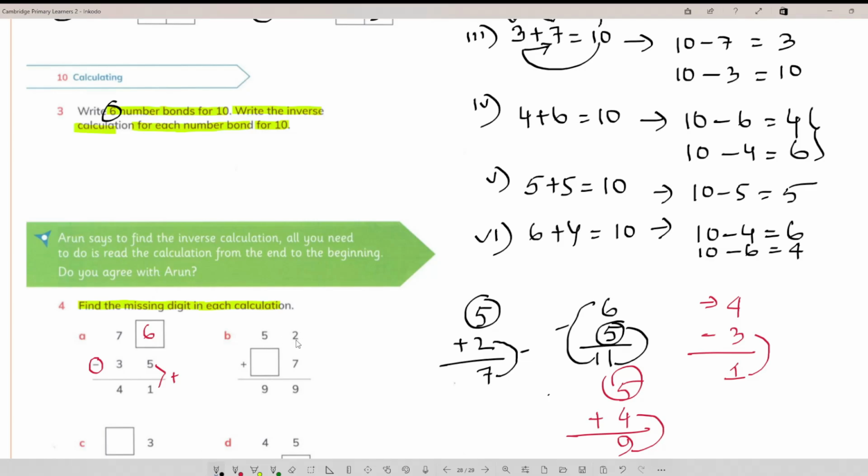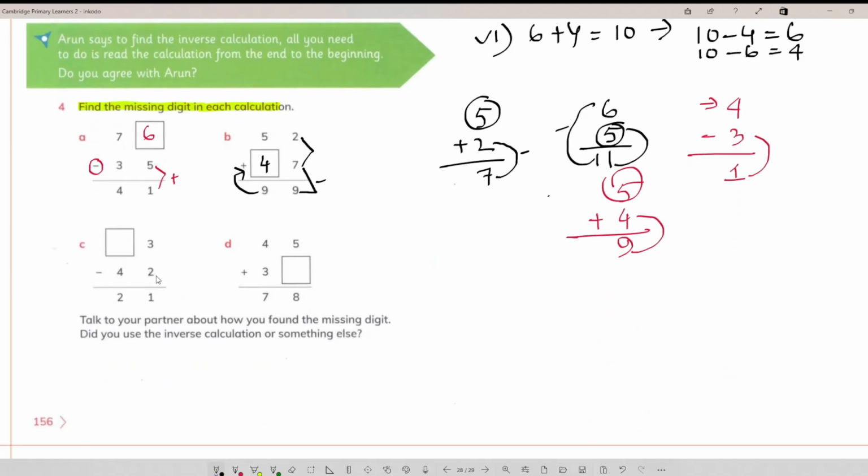52, it means 52. Then blank 7. The result is 99. So look, 2 plus 7 is 9. Similarly, 9 minus 7 is 2. Similarly, here we can also write 5 plus 4 is 9. Or we can say 9 minus 4 is 5. So in the blank position, it should be 4. Next one.